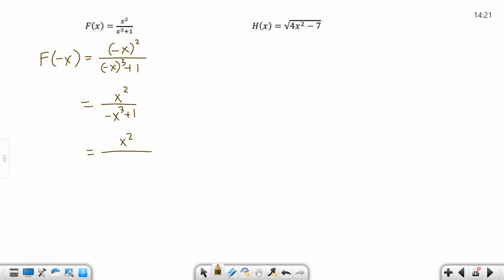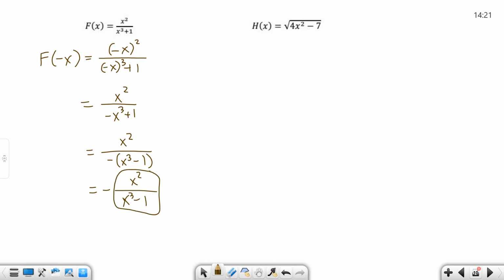So this is x squared, take a negative out, that's going to be x cubed minus 1, right? If I bring a negative out, that changes all the signs inside there. So then I'm going to bring this negative out front and say x squared over x to the third minus 1, okay? If the numerator or denominator of a fraction is negative, you can bring it out front if you have it factored. That's what I have here.